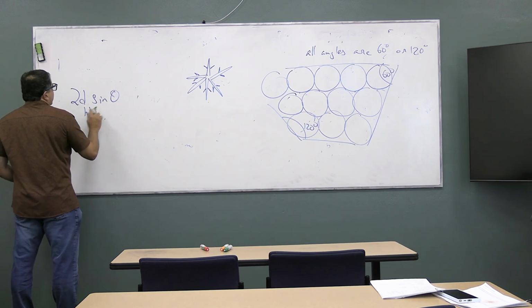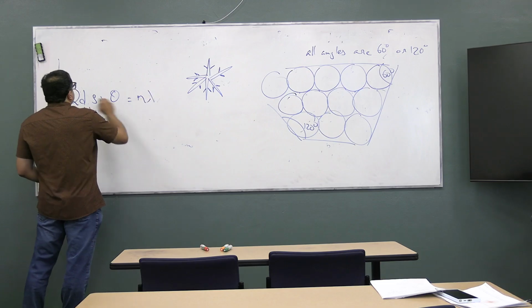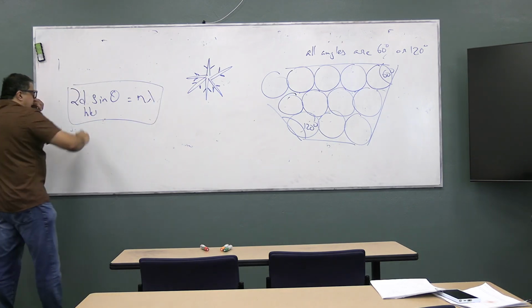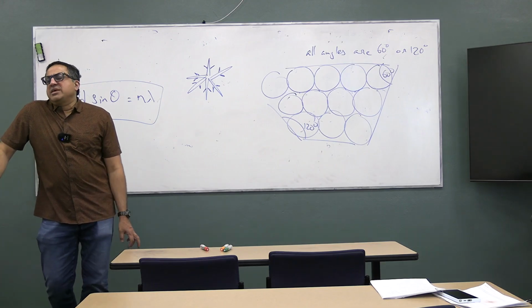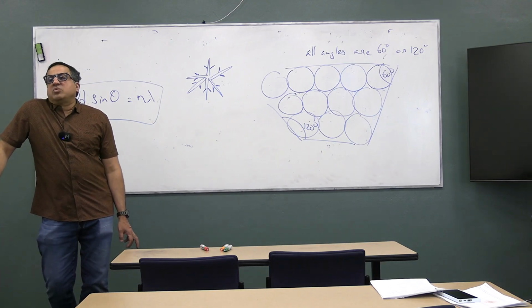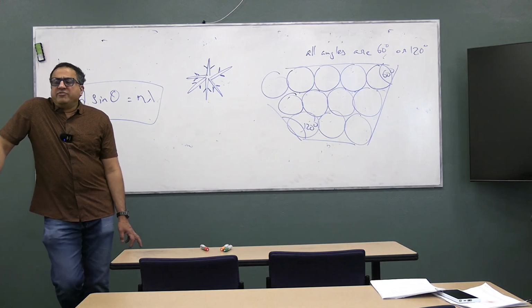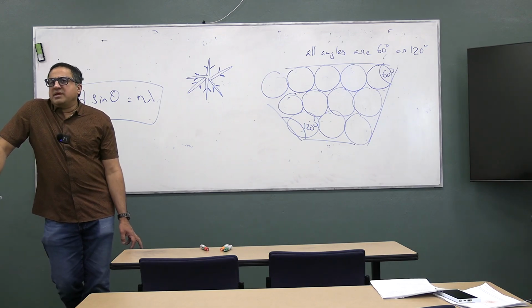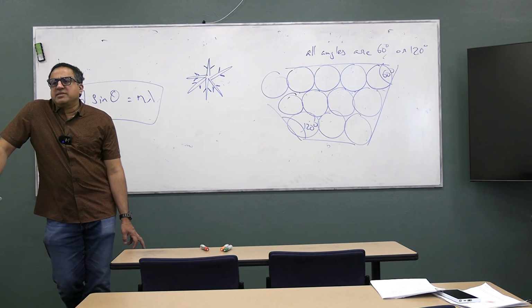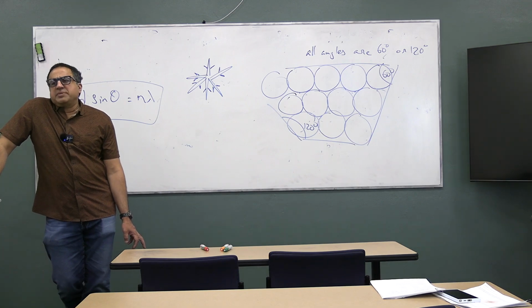So 2d HKL sine theta is equal to n lambda. They verify this law, and I believe in around 1916, very soon thereafter, father and son were awarded the Nobel Prize. And even to date, Bragg remains the youngest person, I'm pretty sure, in the sciences to win a Nobel Prize.